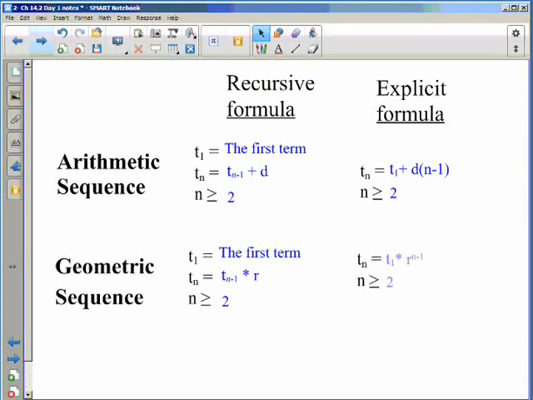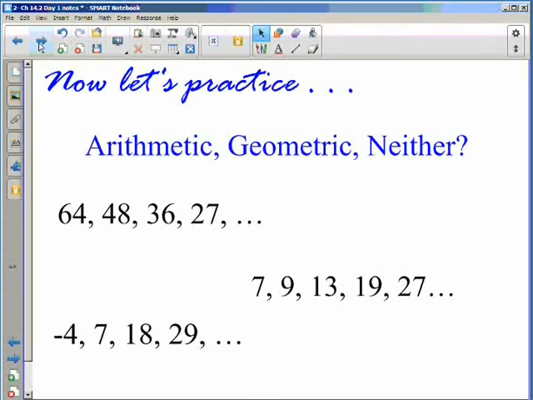And then to generalize for our explicit formula, we take our starting value and multiply by n minus 1 common ratio. All right, now let's practice. Are these arithmetic, geometric, or neither? Well, for this first sequence, what we would do is try subtracting. I always subtract on the top, divide on the bottom, just for consistency.